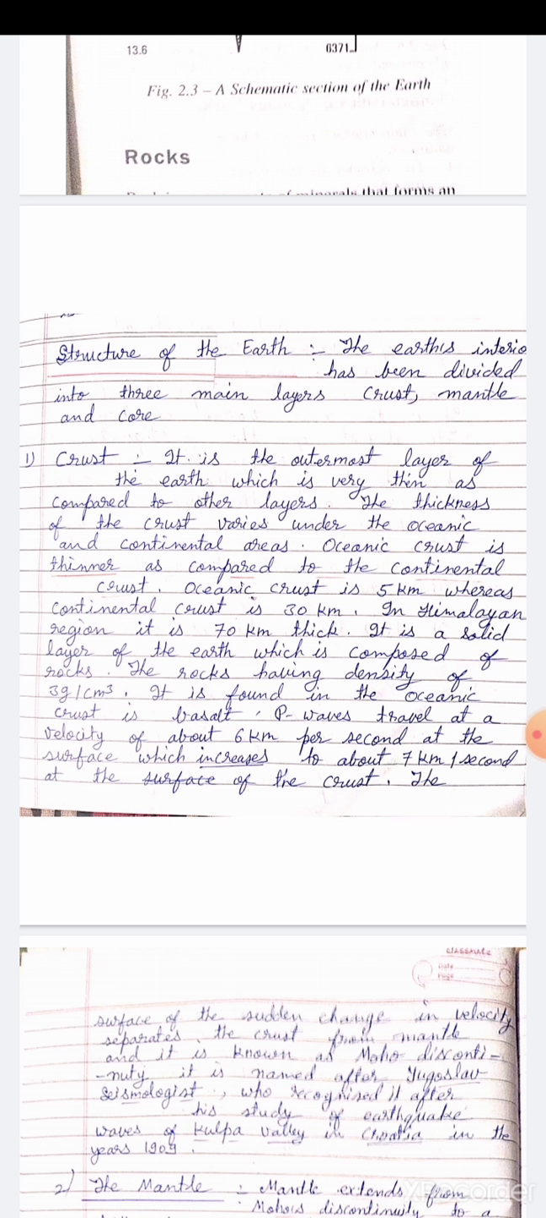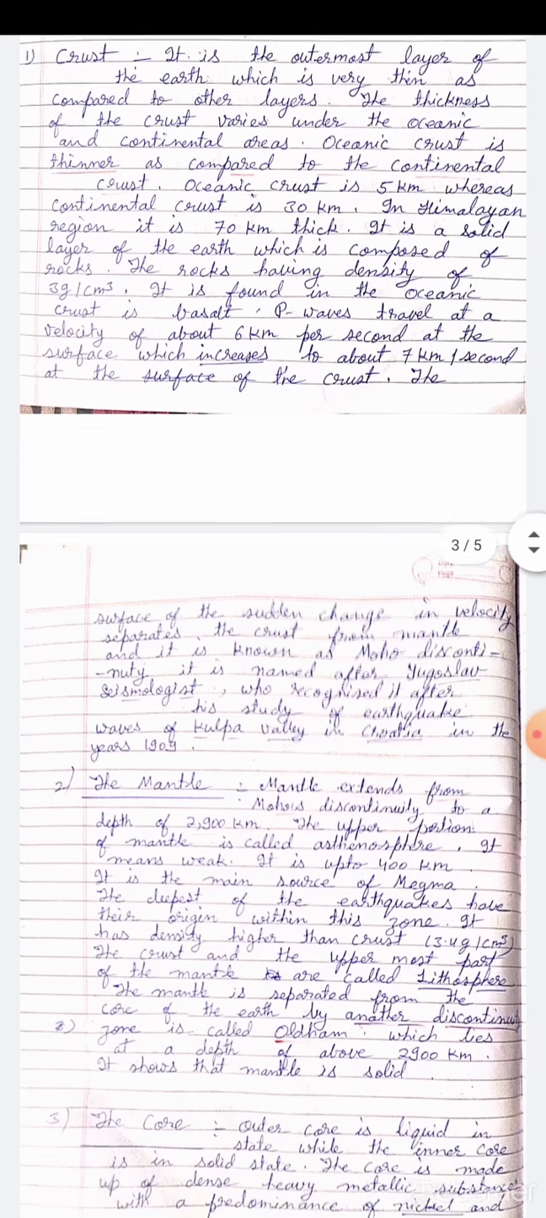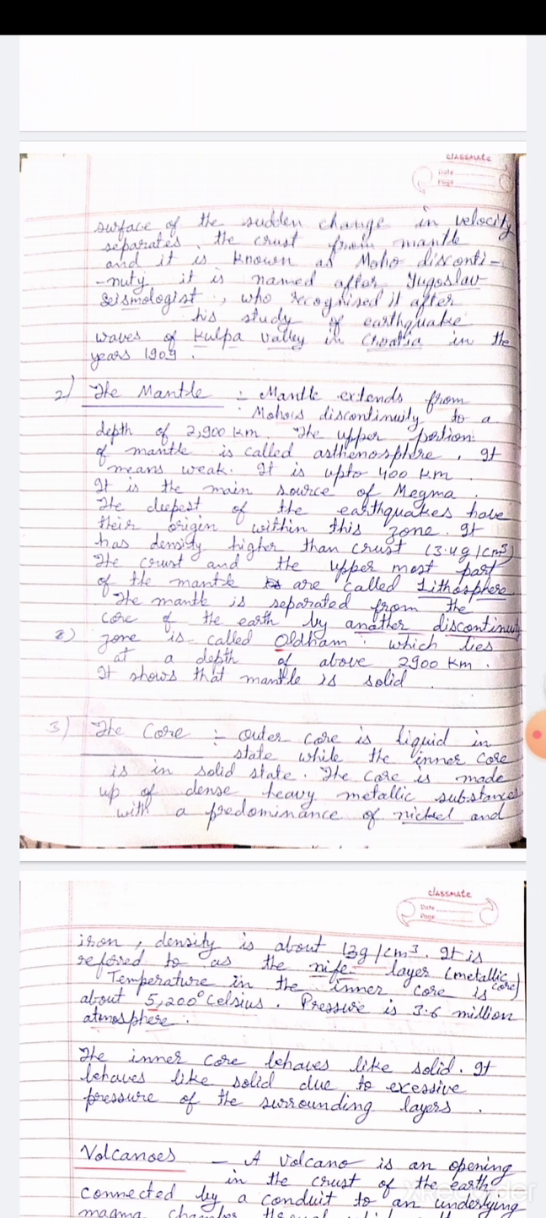P waves, meaning primary waves, travel at a velocity of about 6 km per second at the surface, which increases to about 7 km per second at the crust. The surface of sudden change in velocity separates the crust from the mantle, and it is known as Moho discontinuity. This Moho discontinuity is asked in your PSC exams, so you should know about it.